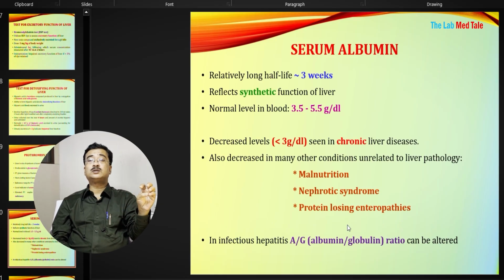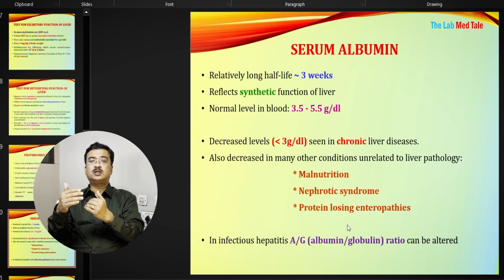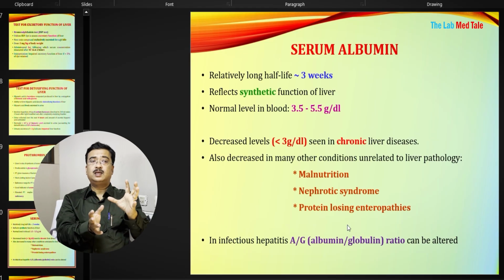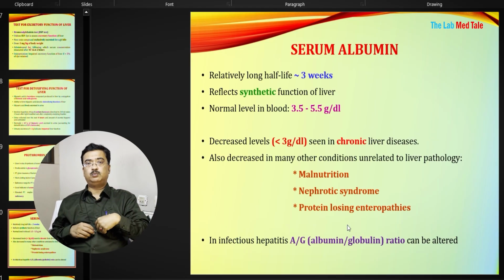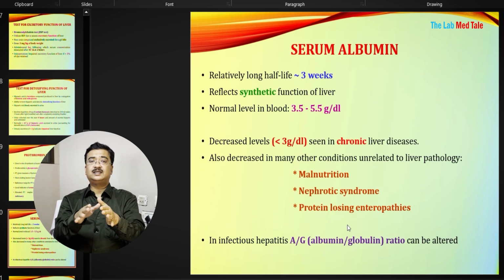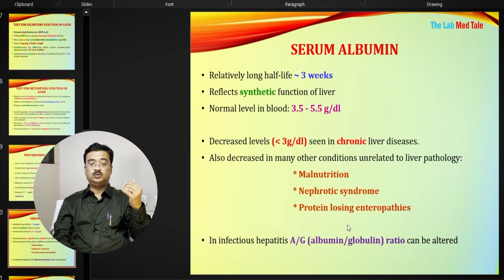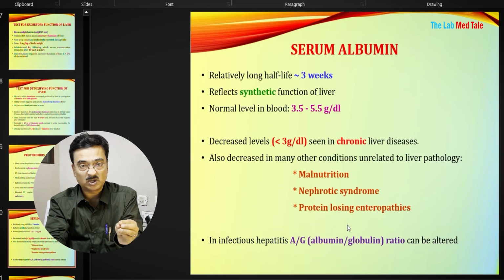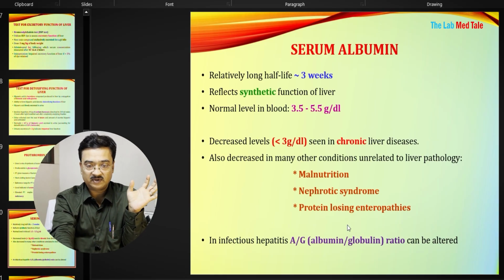But in chronic liver disease, when the liver is sick for a long time, production of albumin gradually diminishes. Since they have a good storage, with a half-life of more than 3 weeks, the depletion of storage takes time to happen. Therefore, you will always find low albumin or a reversed A/G ratio in chronic diseases. But there are conditions where albumin can be low, like malnutrition, nephrotic syndrome, and protein-losing enteropathy, where a huge loss of albumin can lead to albumin deficiency. But when it comes to liver function, it is usually found in chronic liver disease.